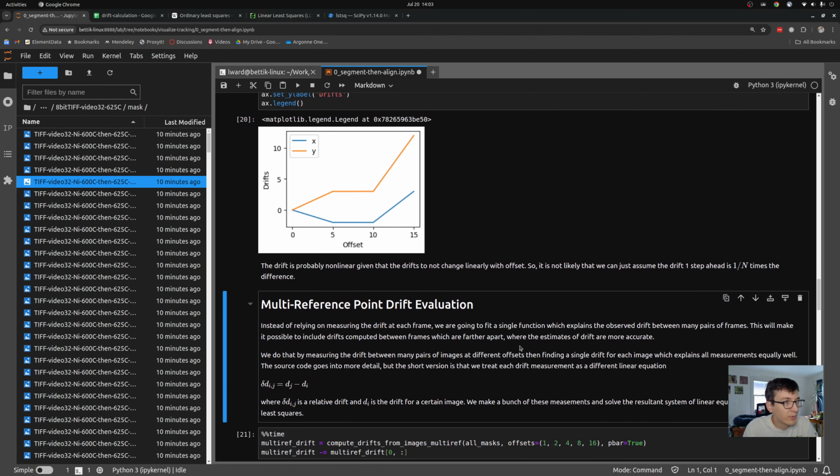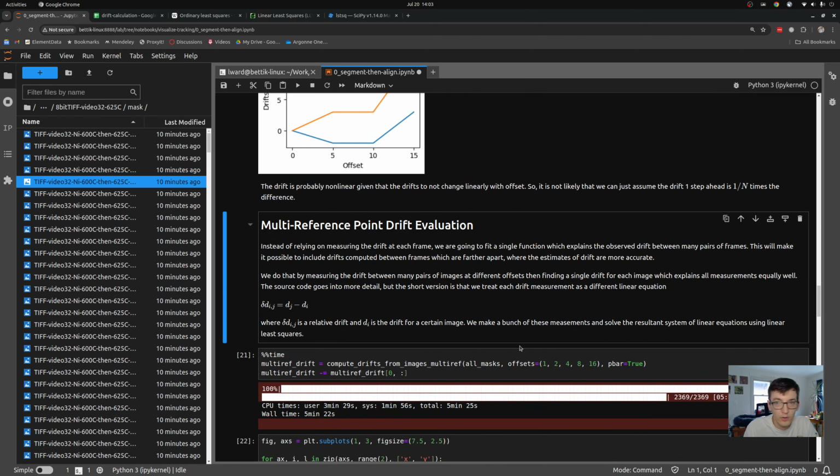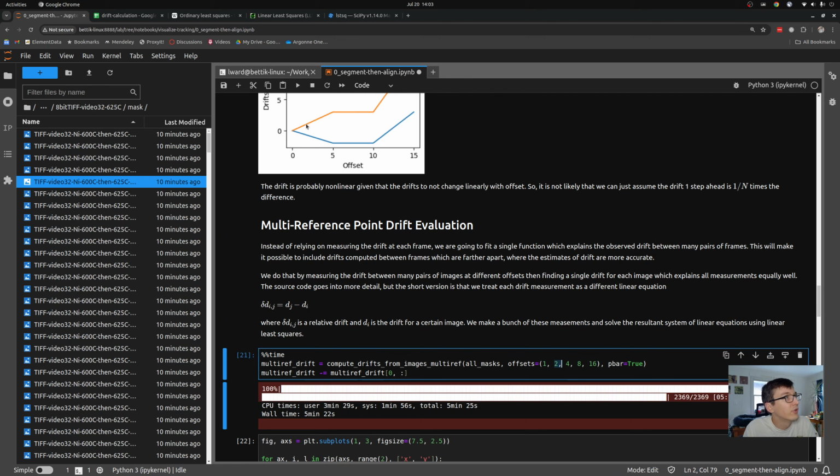What we ended up doing was this, what we're calling a multi-reference point, where what I do is I compute the drift between each pair of images that are adjacent to each other, that are every 2, that are every 4, that are every 8, and I can use all of these measurements of drift together to form a single model for what I think the drift was over time.